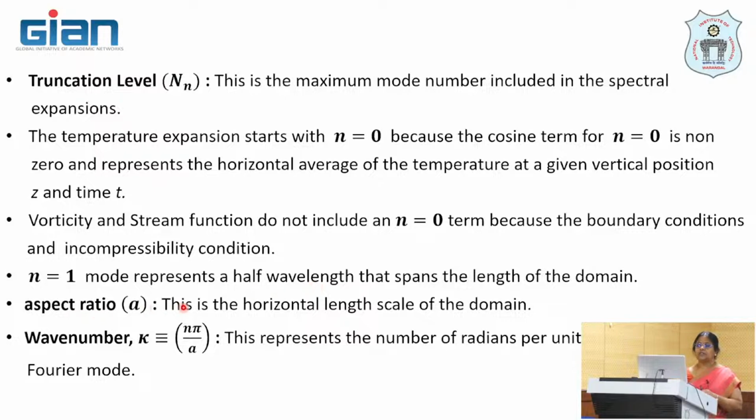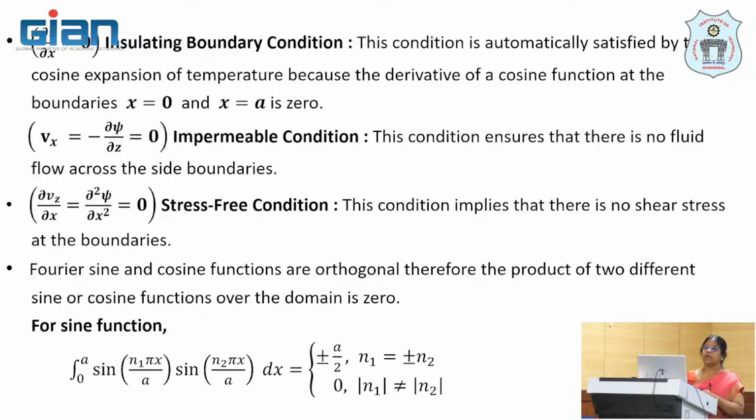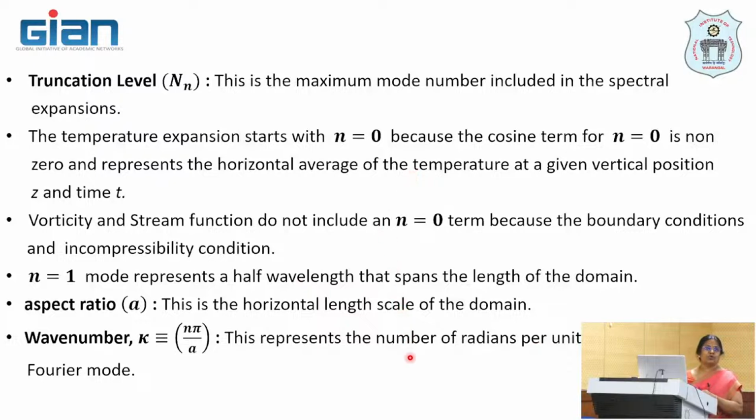Aspect ratio we have already seen, L by D: the length along the x direction divided by the depth of the domain which we have considered. Next, wave number is defined as n pi by a. Based on how many modes we are going to consider, this wave number also differs. This represents the number of radians per unit length for a given Fourier mode. This is our language; we call them modes, etc.